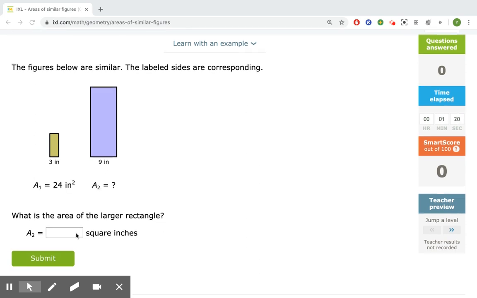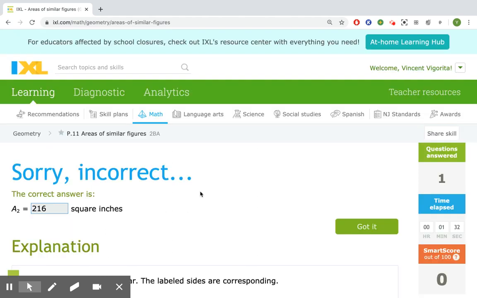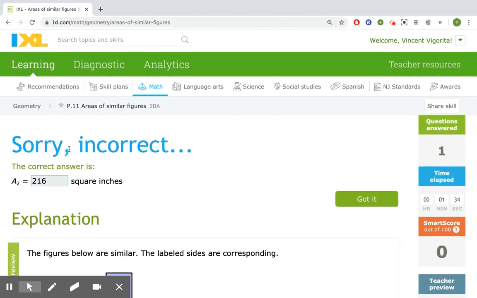Okay, and I'm going to get this wrong. I'm going to put 12, which you know is wrong because it would be smaller than this one. How can this area be smaller than this one? Anyway, incorrect, of course. The correct answer is 216 square inches.